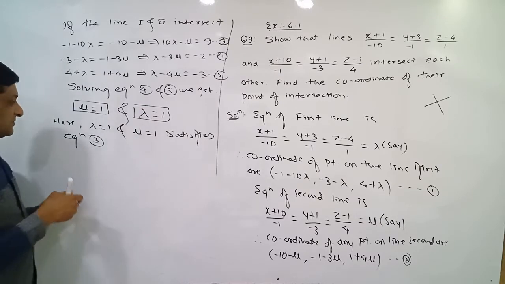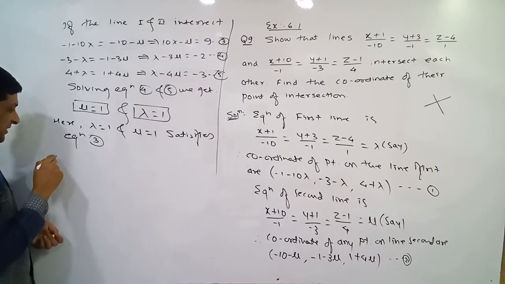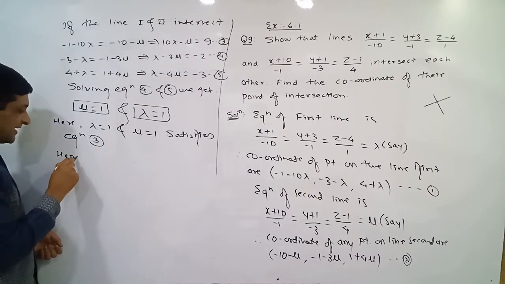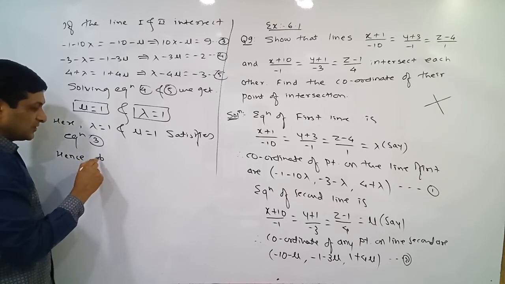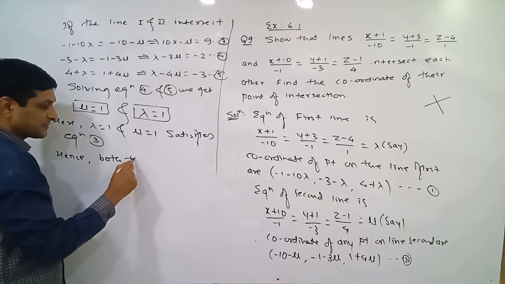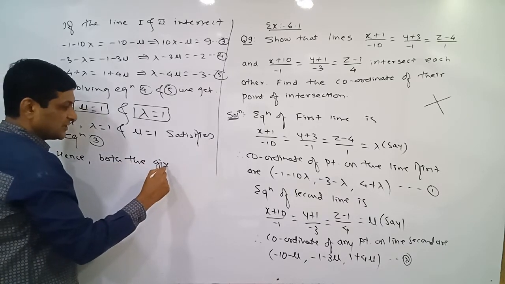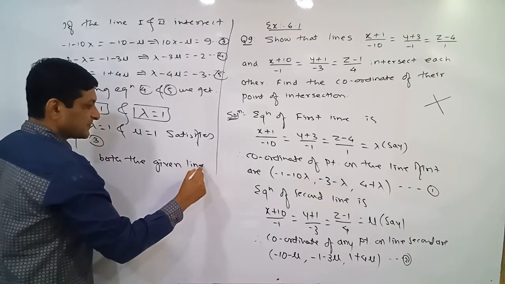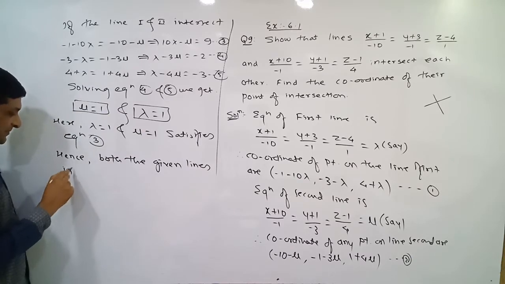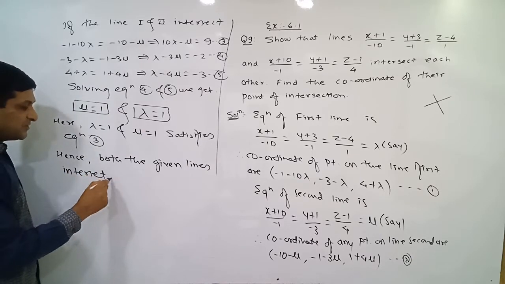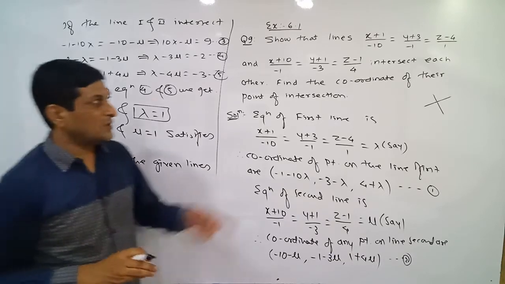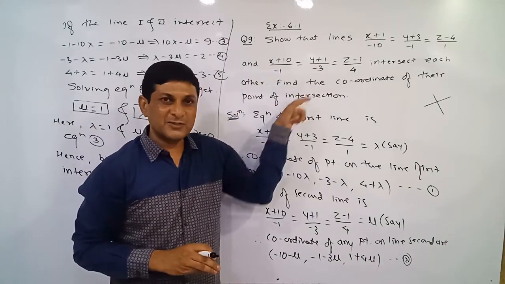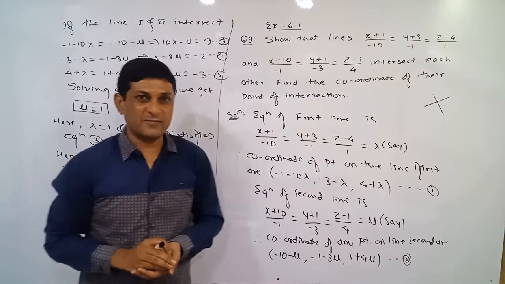Now since it satisfies equation number 3, hence we can say that both the given lines intersect. And if these two lines intersect, now we have proved that the lines intersect. Second part is to find out the coordinate of point of intersection.